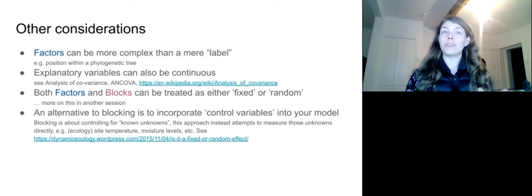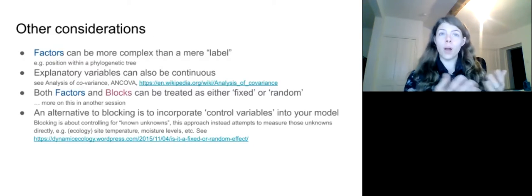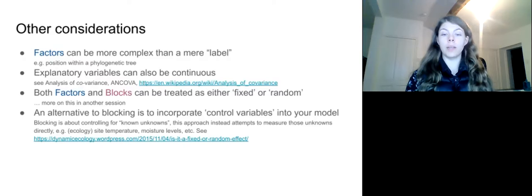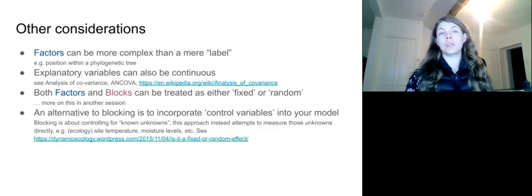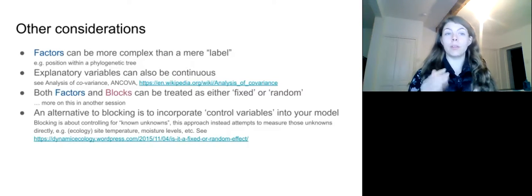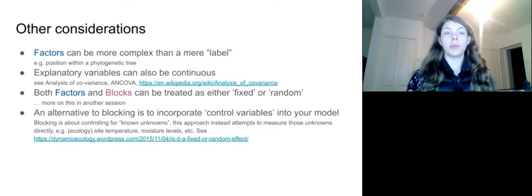Finally, an alternative approach, rather than using blocking, is to incorporate control variables into your model. And so where blocking is about controlling for the known unknowns, instead what we could do is measure other variables related to the experimental conditions to try to account for some of these additional sources of error. And this is an approach often used in ecology, where, for example, you might take the temperature or moisture levels at a site and use this to explain some of the variation in your response variable. For an extended discussion on this, see the link below.